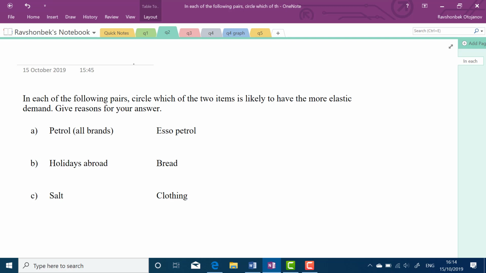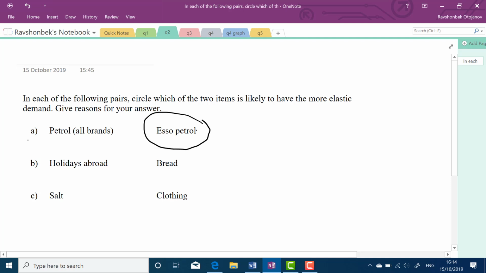But with Esso petrol raising the prices, you have other choices, right? You have Shell's, or Sainsbury's has its own, or Tesco's petrol stations. You can go there as well. It's cheaper there, right? So the sensitivity to price changes in Esso petrol will be quite higher compared to others. So elasticity of Esso petrol as a result is higher compared to all brands. Yeah, makes sense now, guys? It is clear. So circle this now.